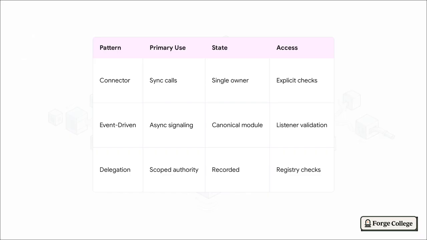Second is the event-driven approach. This is basically your notification bell, asynchronous signaling that's absolutely perfect for off-chain listeners who just need to know that an action happened. And third, permission delegation. This is your VIP bouncer.